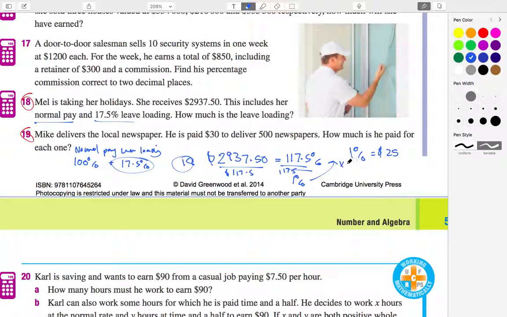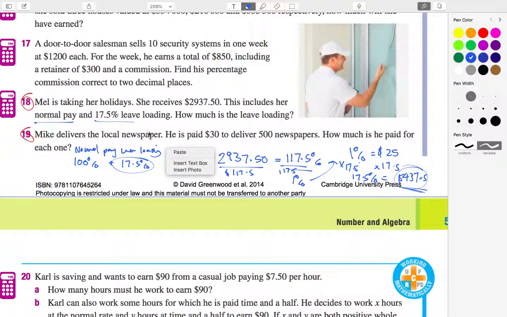Now I need to find how much 17.5% is. So I times both sides by 17.5. Okay, so 17.5% is going to equal, and we times 25 by 17.5, $437.50. And there you go.